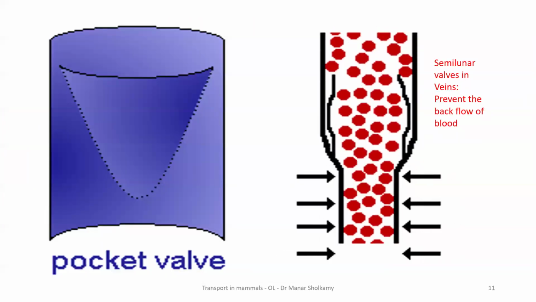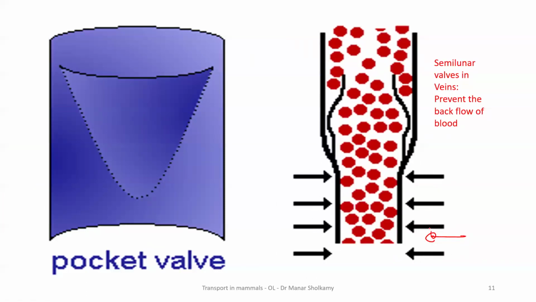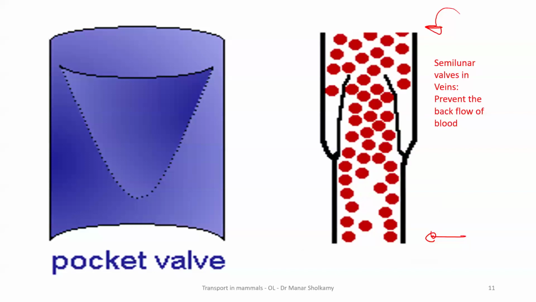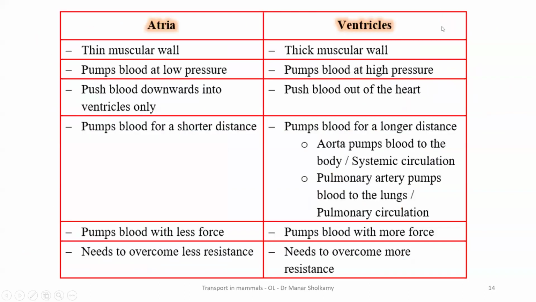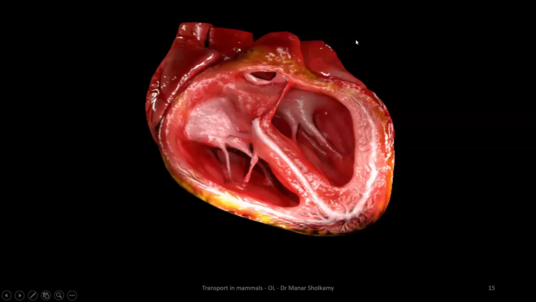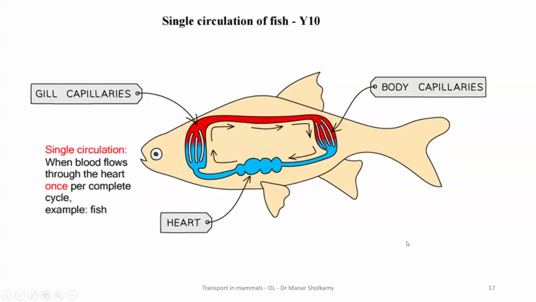Okay, I'm not going to waste your time. These are the veins. See, pressure behind, the valve will open. If the blood tries to move in the opposite direction, the valves will close. And we talked about why the atria are thinner than the ventricles. If you have any question, ask me. And why the left ventricle has the thickest walls, not because it is pumping more blood, because it is pumping blood for longer distances, so it needs to pump blood with high force and high pressure.